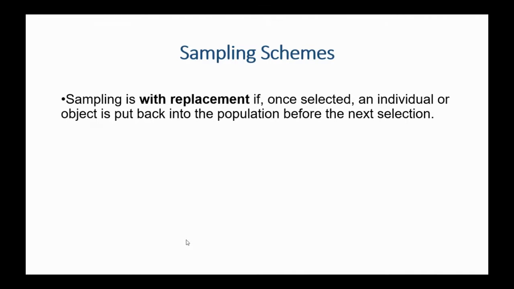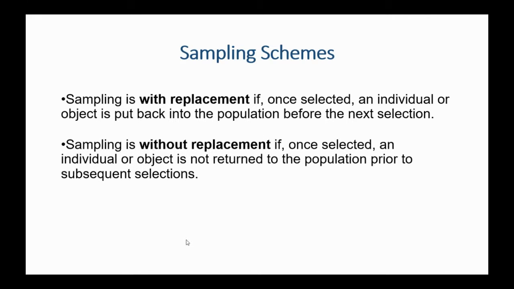Okay. Then let's look at sampling schemes. Sampling is with replacement if, once selected, an individual or object is put back into the population before the next selection. Sampling is without replacement if, once selected, the individual or object is not returned to the population prior to selecting again.